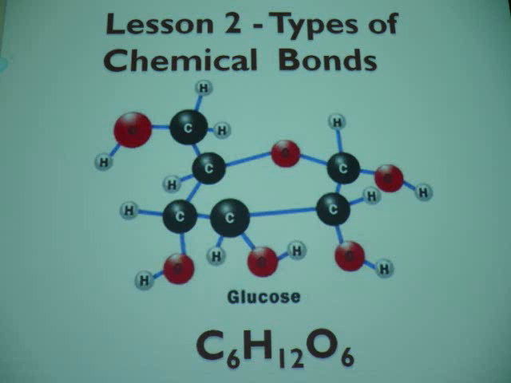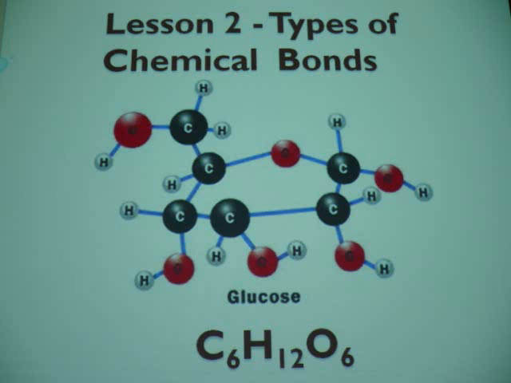Lesson 2 is about chemical bonds. We've seen the elements, but these bad boys, they hook together to make compounds. And you have oxygen, and you have hydrogen, and when they hook up, they can make water. And what I have on there is a structural, not chemical, formula. If you can see glucose with the bonds, that's how it's going to look.